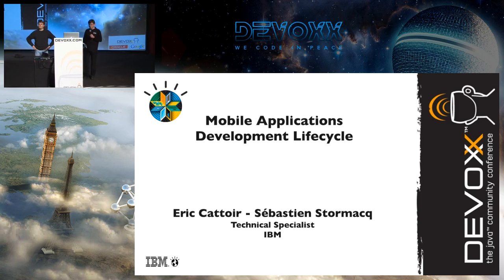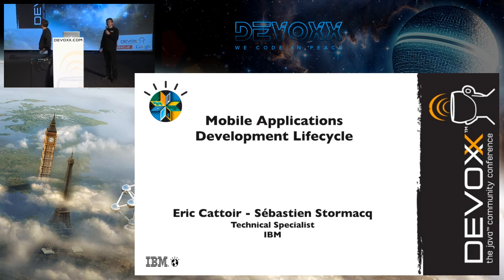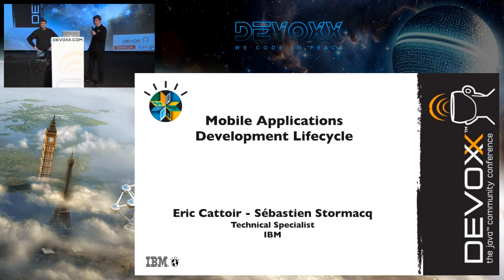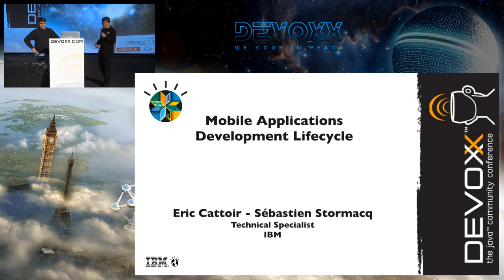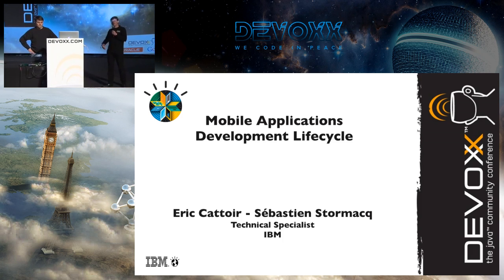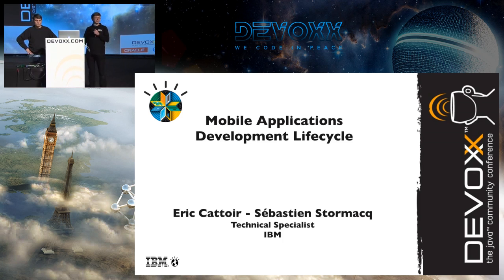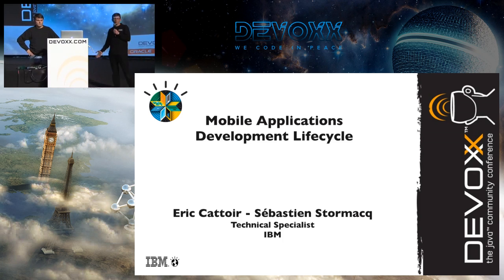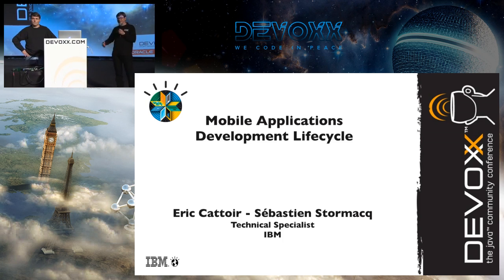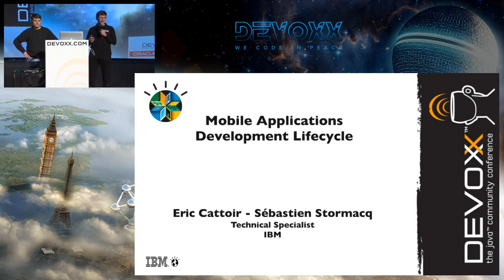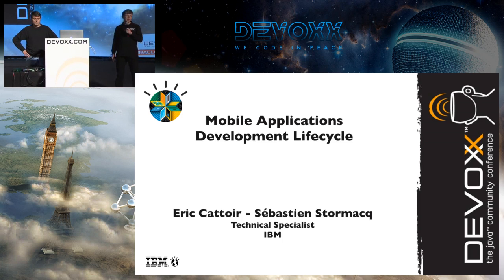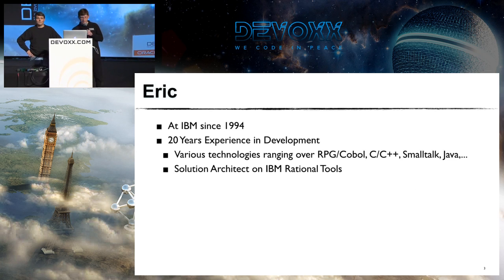Okay, good afternoon. So I'm Eric Ottoir, and together with my colleague Sébastien, we will explain to you how with the IBM Rational tools you can manage a complete application lifecycle for mobile applications, going from the requirements till the actual implementation and testing of such an application. Now, we are going to try to keep the presentation very short and mostly focus on showing you things.